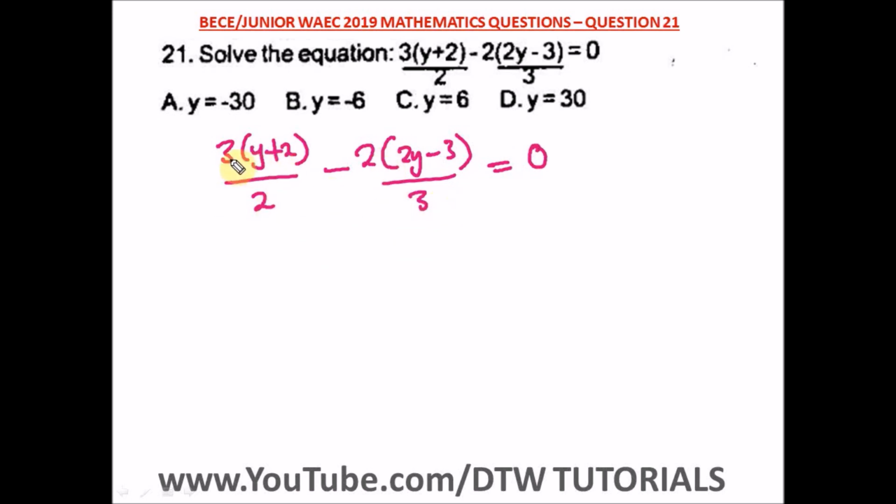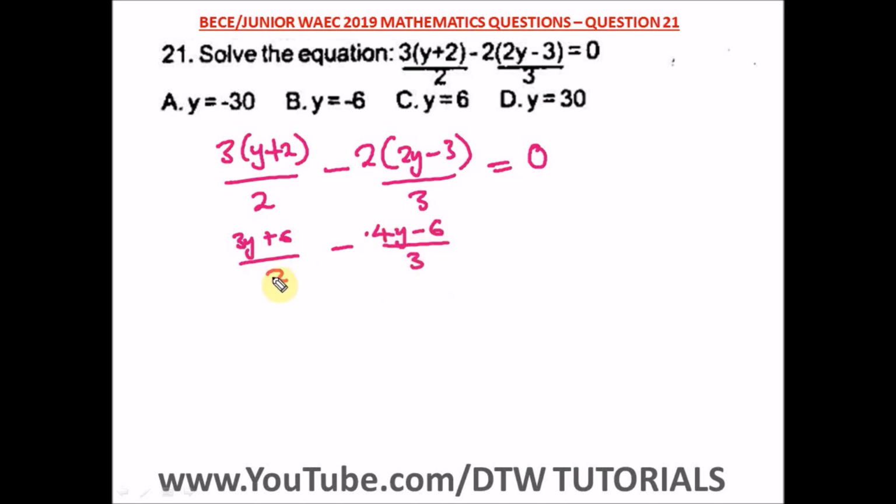First of all, let's open up the brackets in the numerator. In opening up this bracket, 3 times everything here and 2 times everything here. So 3 times this will give us 3y plus 6, divided by 2, minus 2 times this, that will be 4y minus 2 times 3, which is 6, all divided by 3.